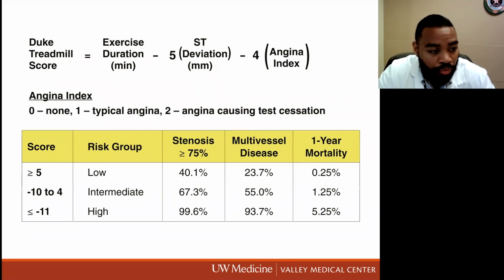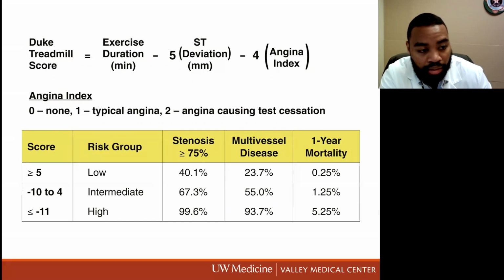So for a Duke treadmill score, the thing to remember is the more negative the number, the worse the study, such that a very low score, anything less than -11, is a high positive predictor of significant coronary disease, and also a 93.7% chance of multi-vessel disease. These patients at 1 year have a mortality of about 5.25%. And if you remember looking back, we defined high risk as anything greater than 3%.